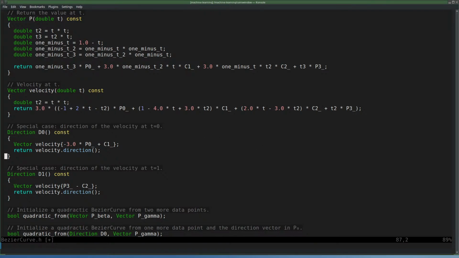Okay. So this one is wrong. It is 3 times, 3 times, and then we get -1, and here a +1.